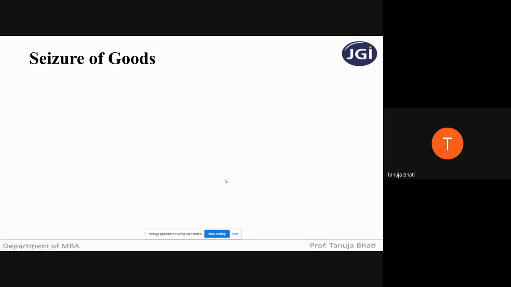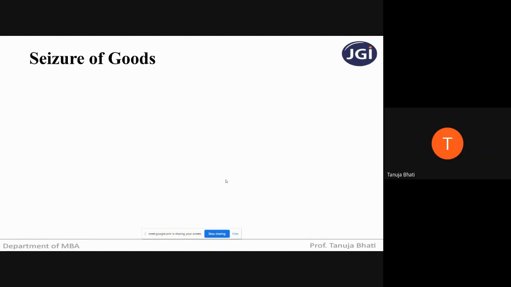Next is seizure of goods. Now it's very important to understand what is the meaning of seizure. Students, before we see the provisions of seizure, let us understand what seizure of goods means. Seizure simply means taking possession of assets which have not been disclosed to the customs authorities.